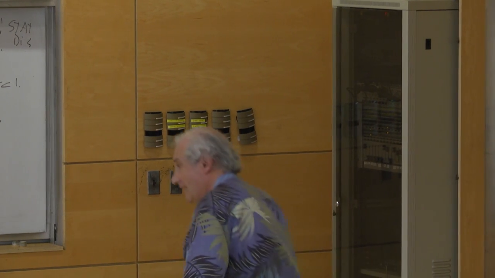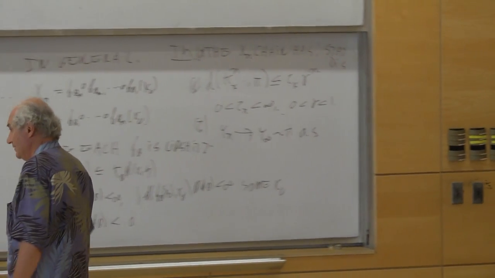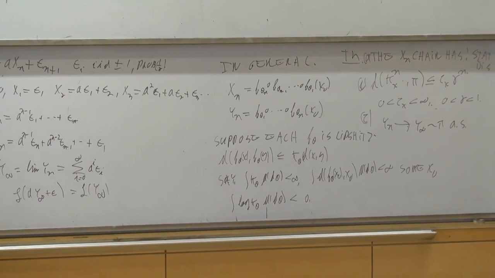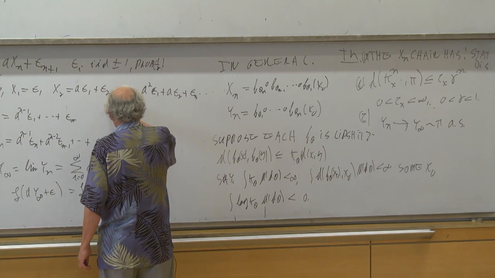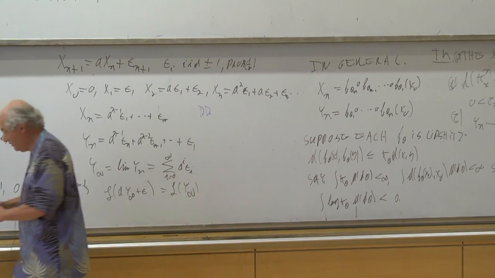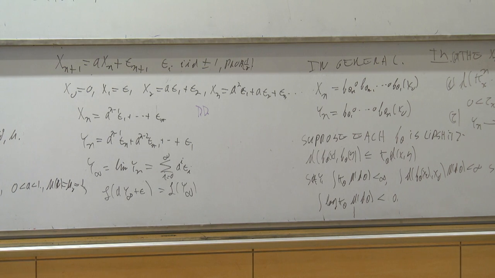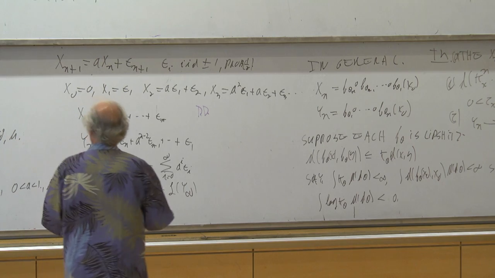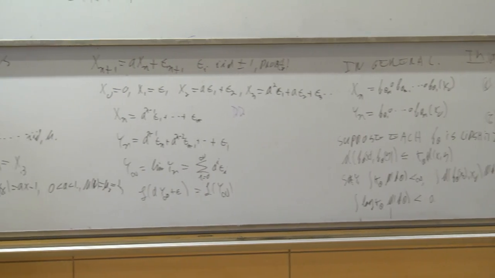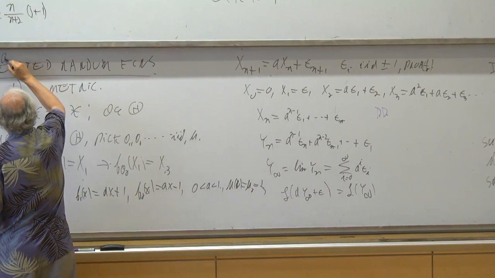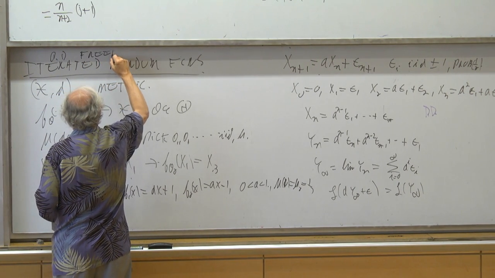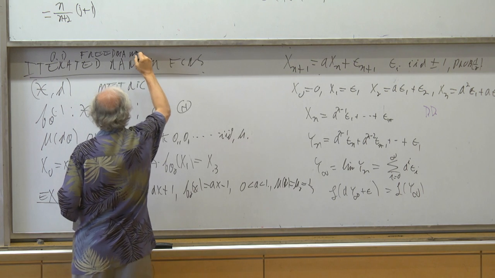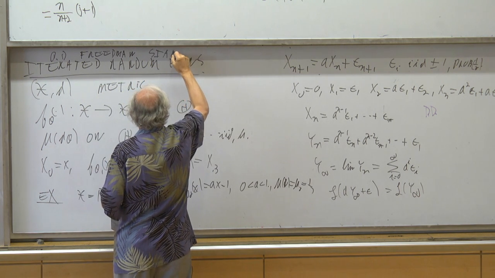Oh, the reference, yes. The reference is a paper I wrote with David Freedman, and I can do better than that. Here it is, in fact, Iterated Random Functions. So I don't have to write it. It's written there, by P.D. and David Freedman. It's on my homepage. It's in the SIAM journal, SIAM Review.